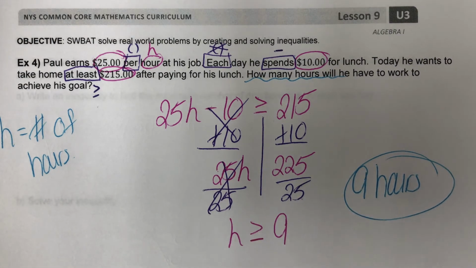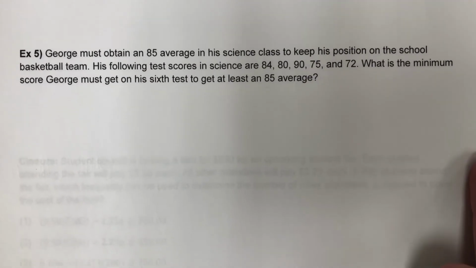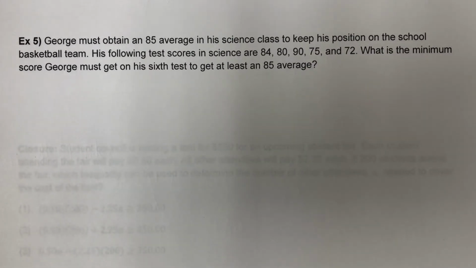All right, example 5. A little tricky, but we're going to work it out together, okay? George must obtain an 85 average in his science class to keep his position on the school basketball team. His following test scores in science are 84, 80, 90, 75, and 72. What is the minimum score George must get on his 6th test to get at least an 85 average? Here I go. Let's start cubing the question.